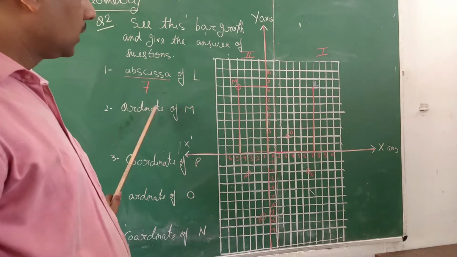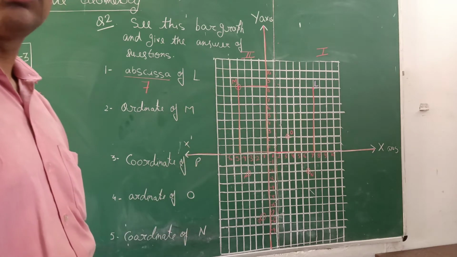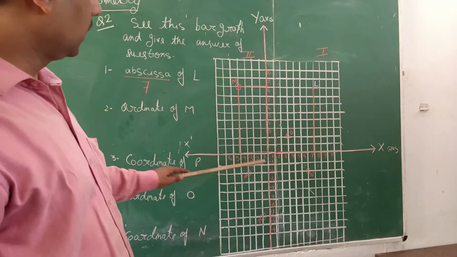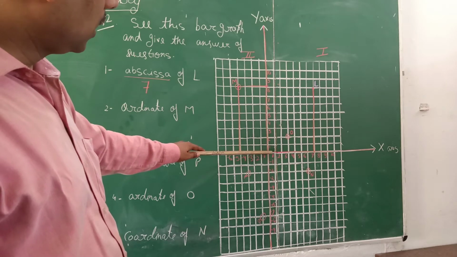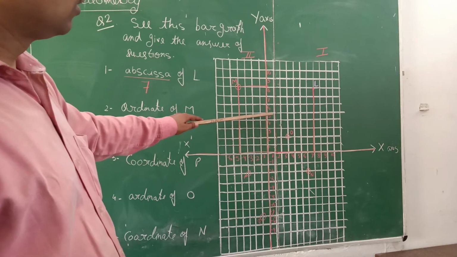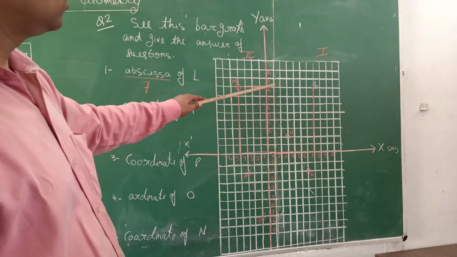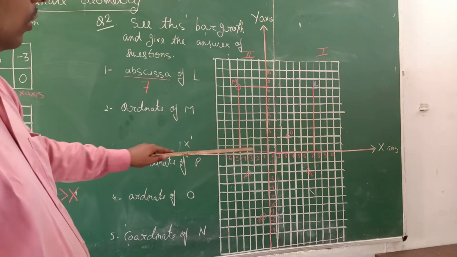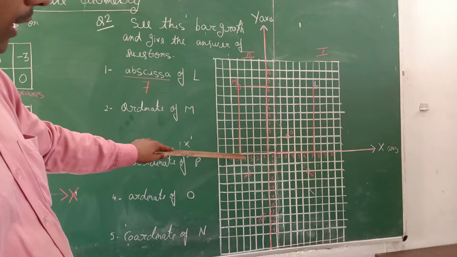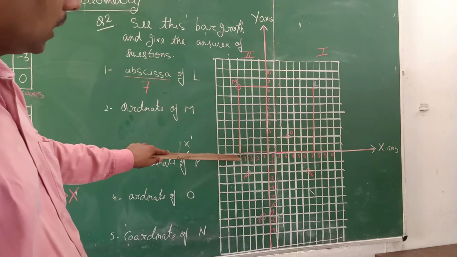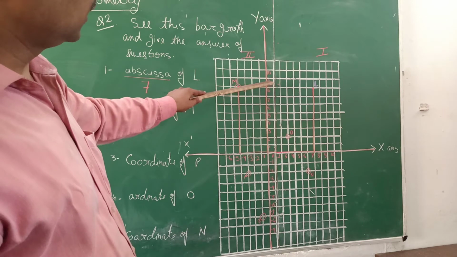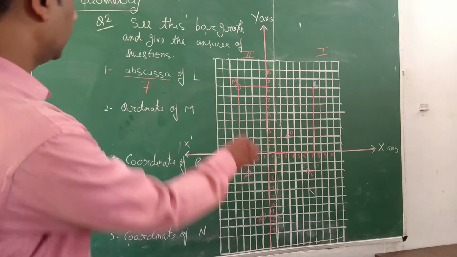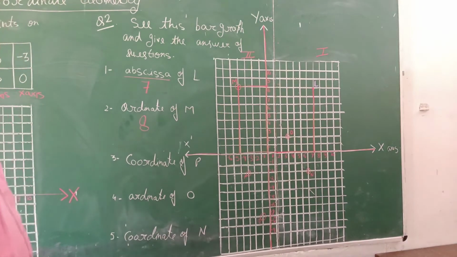Now ordinate is the perpendicular distance of the point from the x-axis, that is 1, 2, 3, 4, 5, 6, 7, 8, right? So on the x-axis the distance is -5, it is the value of abscissa, and on the y-axis it is 8 units. So the ordinate of M is 8, right?